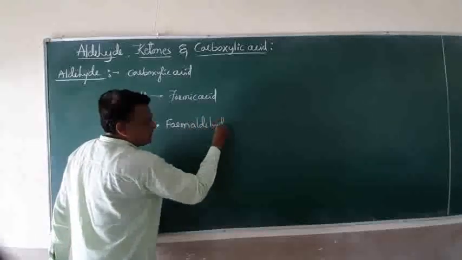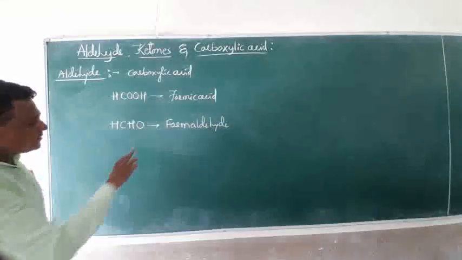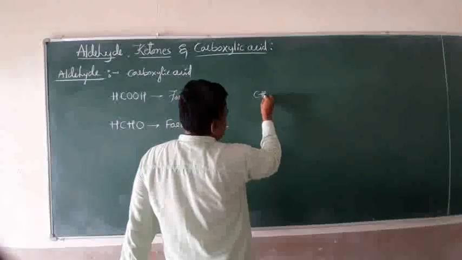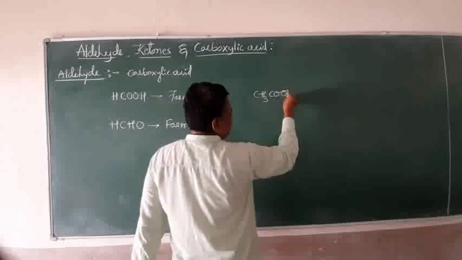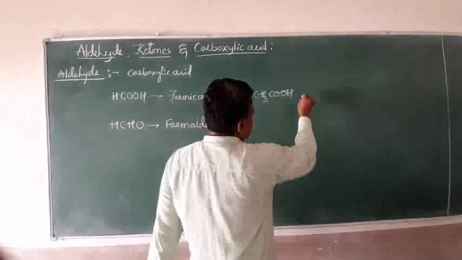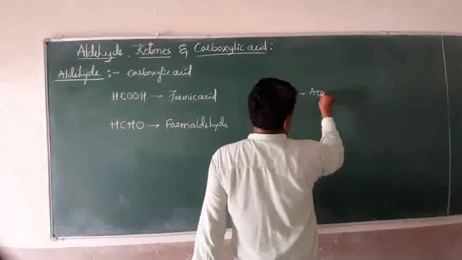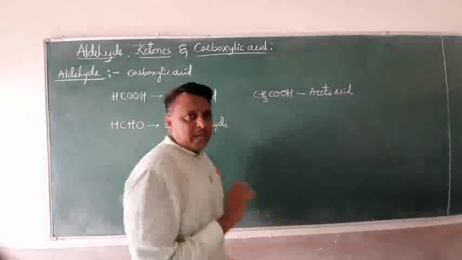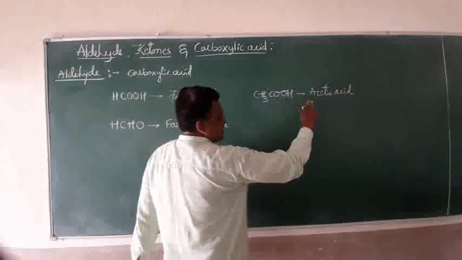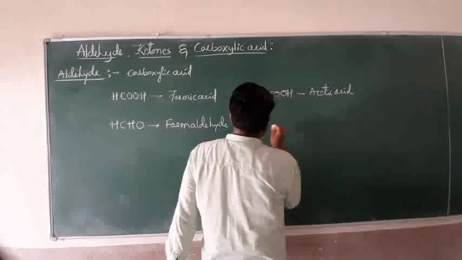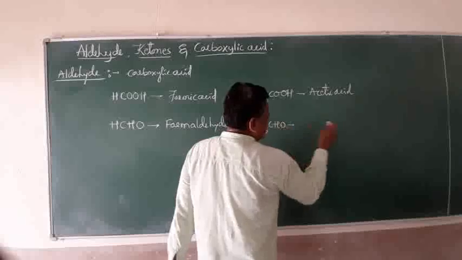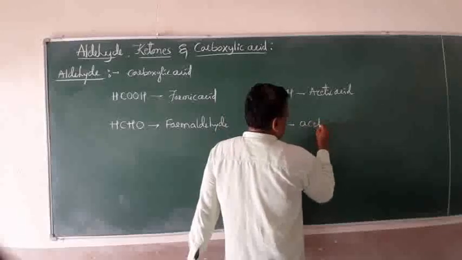The name of this compound is formaldehyde, because it is a formic acid derivative. Similarly, the second one, CH3COOH, is acetic acid. They derive from vinegar, which is from a plant. Sir, when this acetic acid's acid group is replaced with an aldehyde, CH3CHO, the term is acetaldehyde.